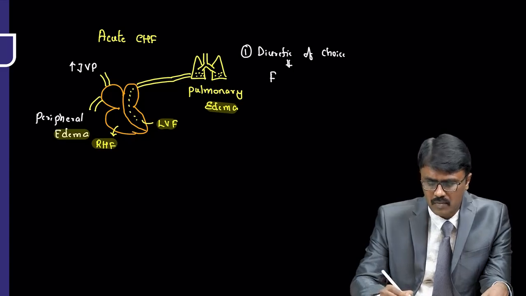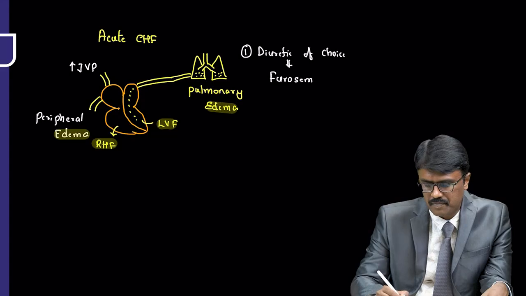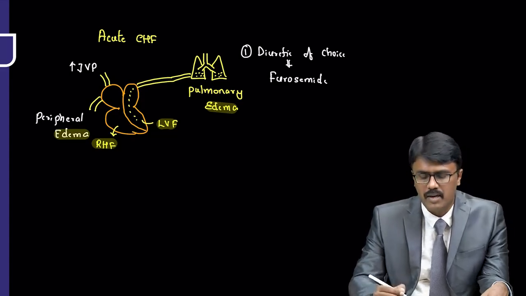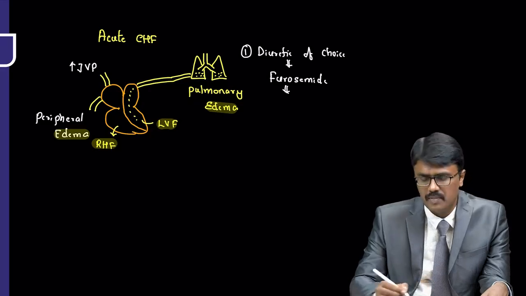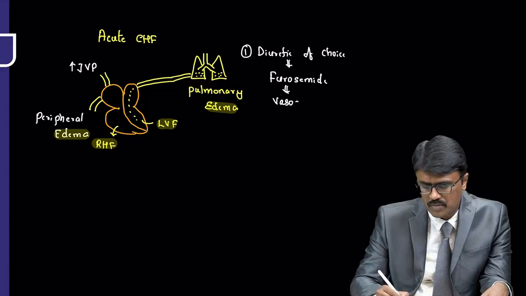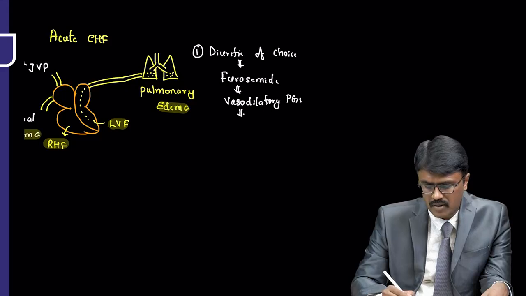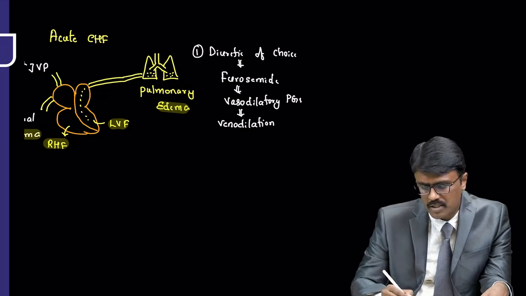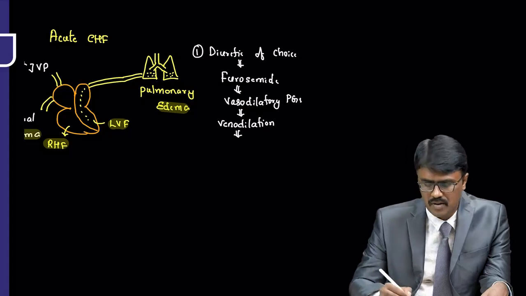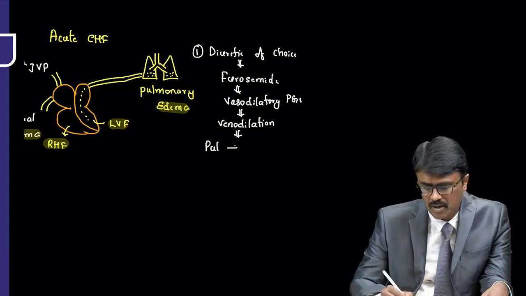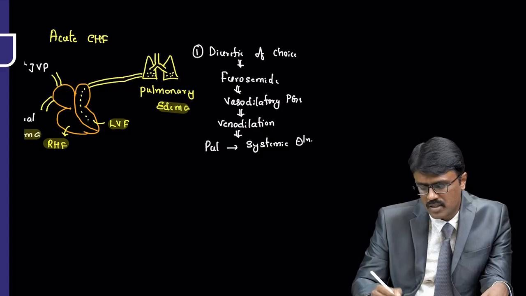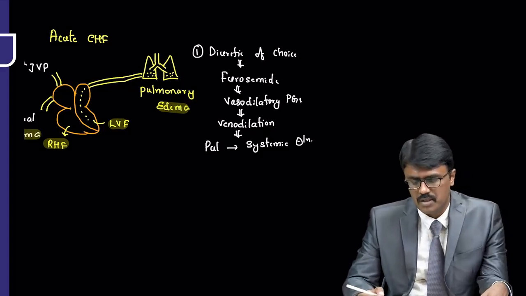And in loop diuretics, the commonly used one is furosemide. Now why do we use furosemide? I told you already, loop diuretics produce vasodilatory prostaglandins. These vasodilatory prostaglandins in LVF cause venodilation, and by causing venodilation they will shift the blood from pulmonary to systemic circulation. So what is the advantage when you shift the blood from pulmonary to systemic circulation?